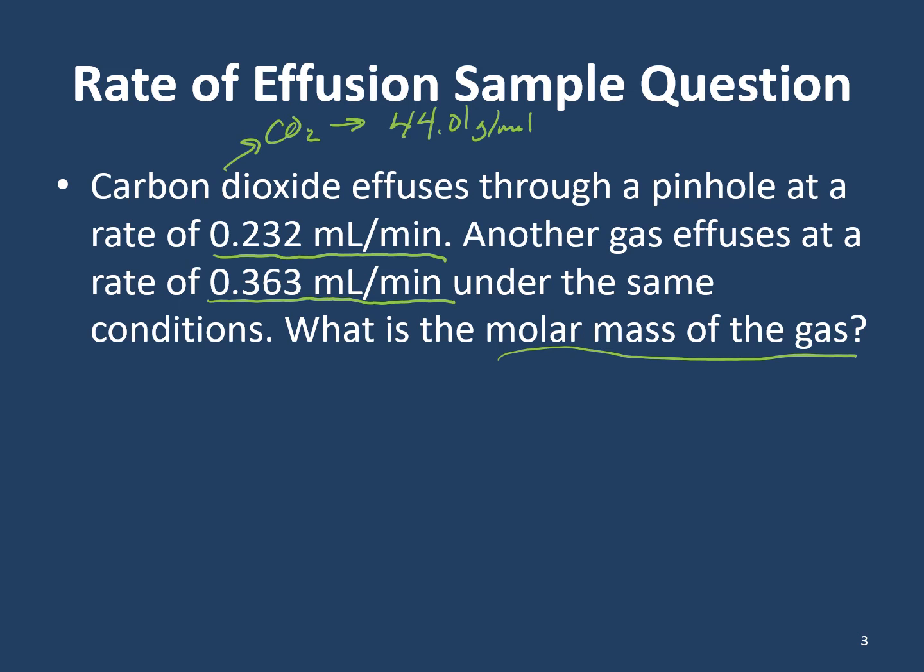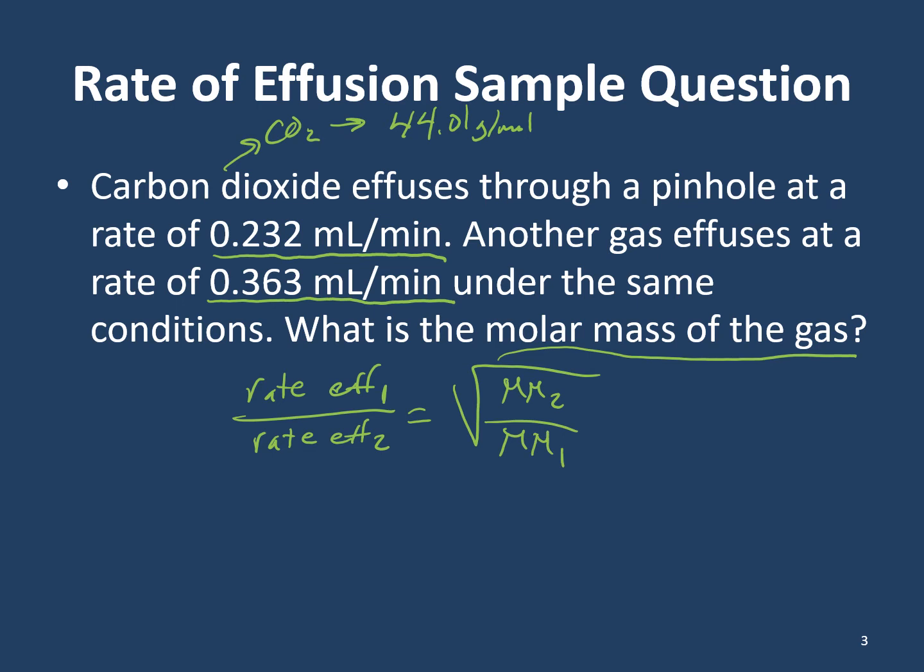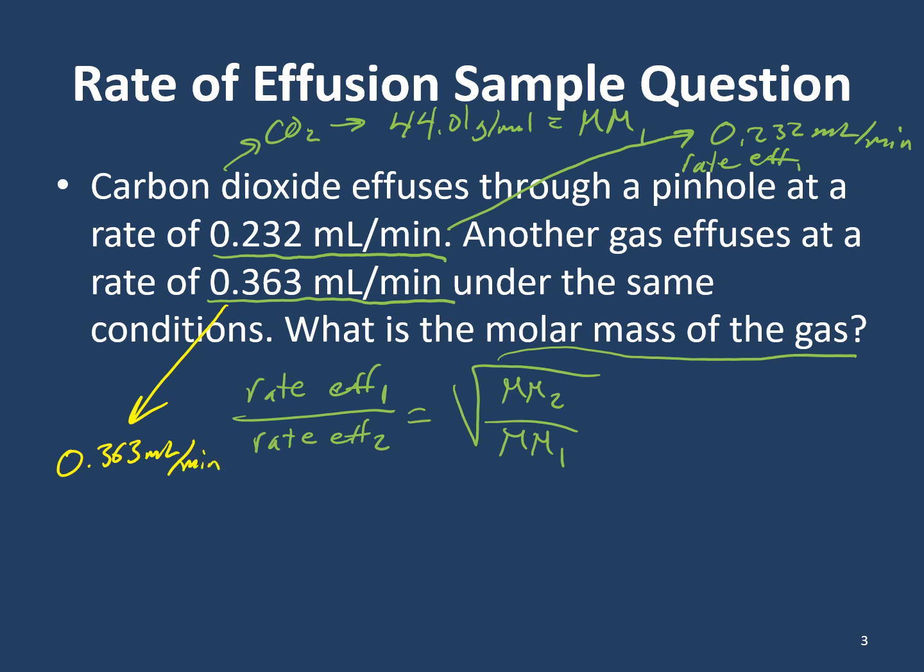Now, we can use that equation that we just learned: rate, I'm just going to abbreviate this, EFF for effusion, 1 over rate effusion 2 is equal to the square root of the molar mass 2 over the molar mass 1. I'm just going to call this molar mass 1. And therefore, our 0.232 milliliters per minute is rate EFF1. And then our 0.363 milliliters per minute, that will be rate of EFF2. And we're going to solve for molar mass 2.